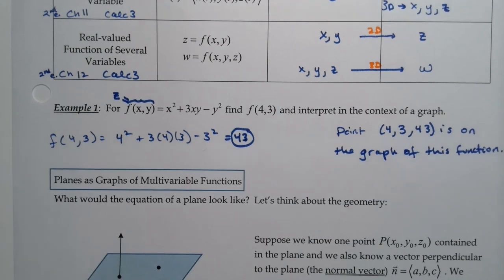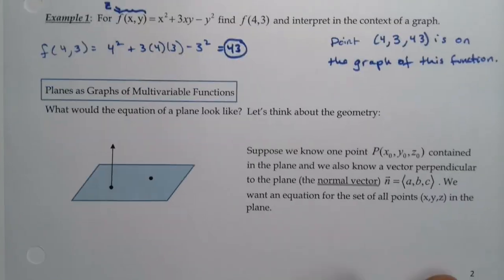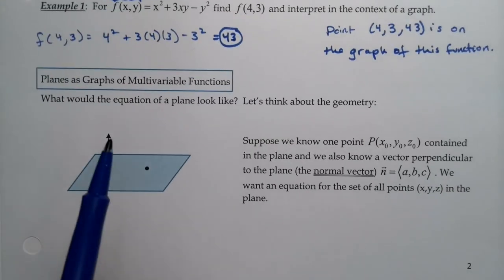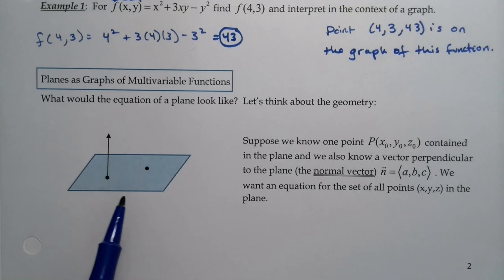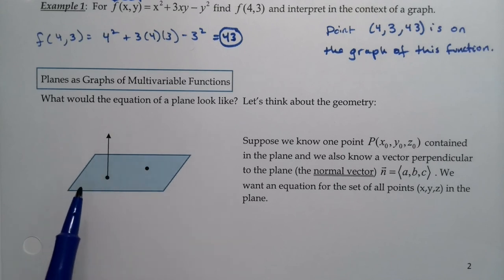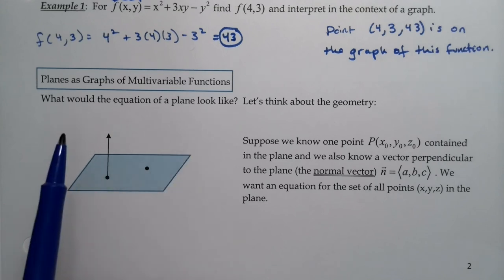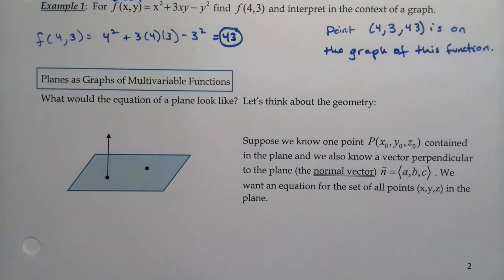All right, so we want to start building up our arsenal of multivariable functions that we'll just know by looking at their equations what they are. So we're going to begin by looking at planes. Now planes, well, you know what they are, right? Two-dimensional surfaces that have length and width but no height. So what would the equation of a plane look like? Let's think about the geometry involved.